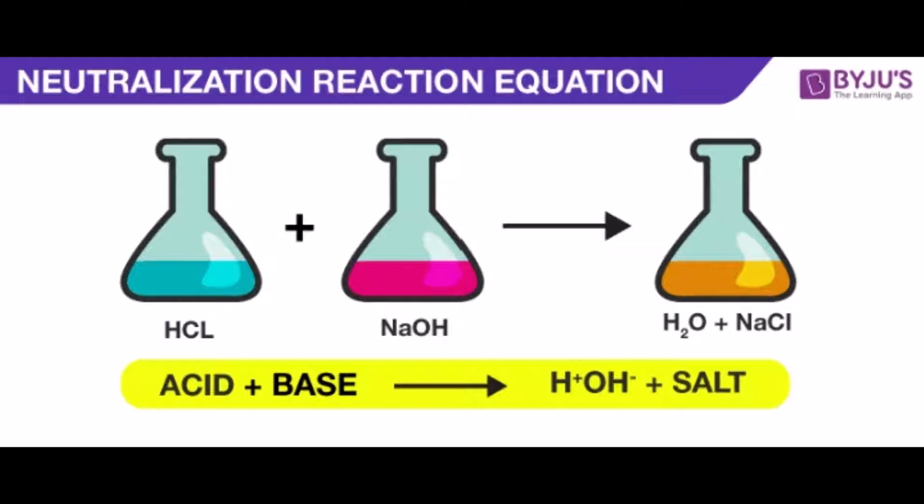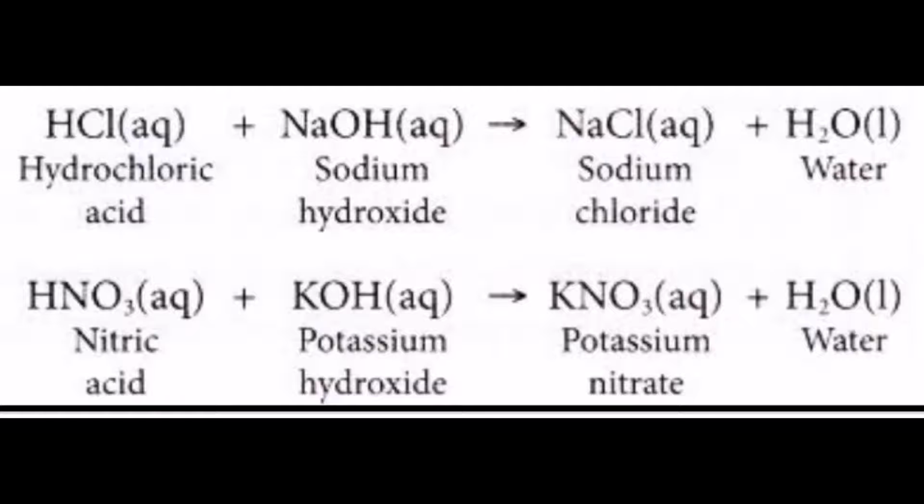You can see in the picture, in this reaction we have taken the acid as HCl, that means hydrochloric acid. In the place of base we have taken NaOH, sodium hydroxide, and when they react they form a salt and water, that is NaCl, sodium chloride, plus H2O. So this shows the neutralization reaction, and during neutralization the acid and the base cancel the effect of each other. Let us study some more examples of the neutralization reaction.